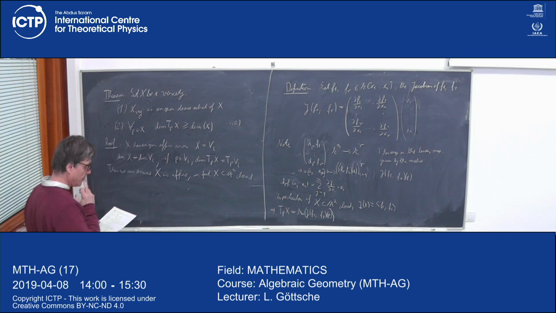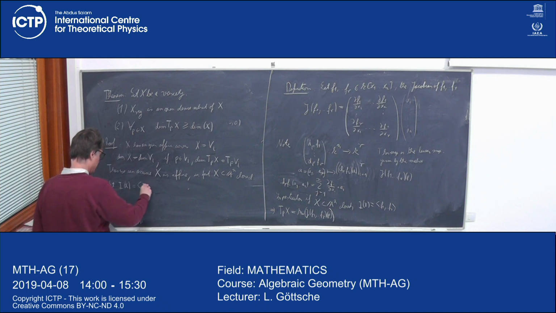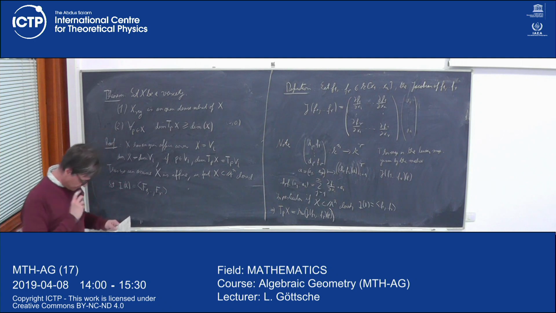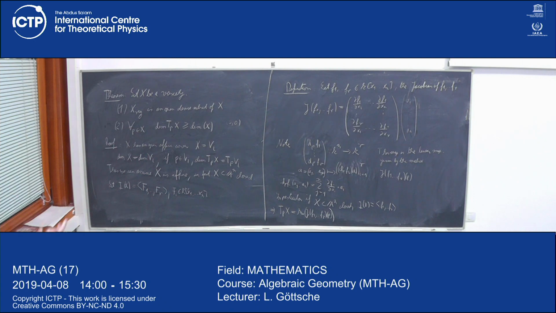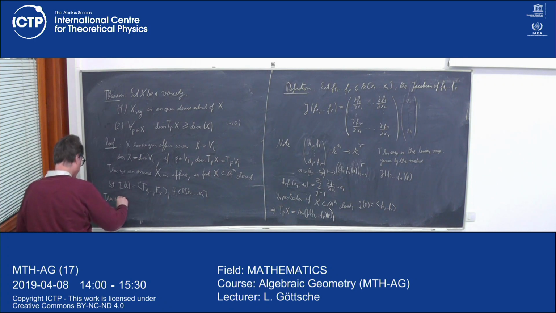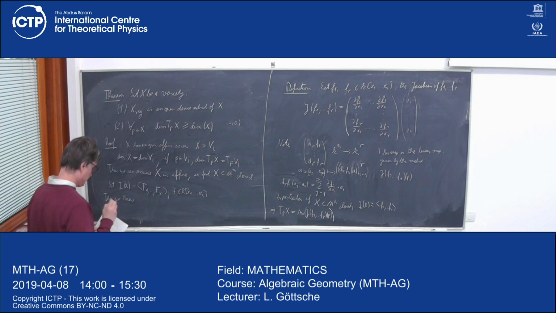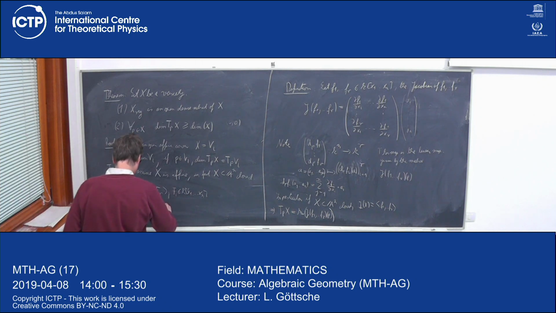So we put ourselves in this assumption. So we have the ideal of X, which is generated by some elements F1 to Fr, where the Fi are some polynomials. Now we want to use this thing with the Jacobian. So then we know the tangent space at P of X is equal to, what I wrote, the kernel of the Jacobian of F1 to Fr at P.